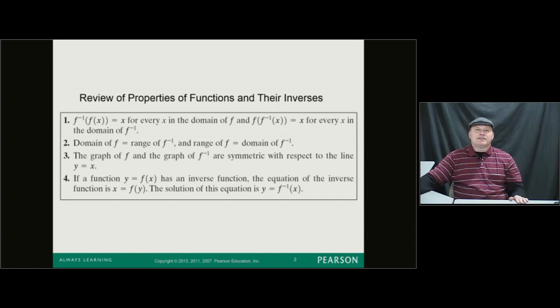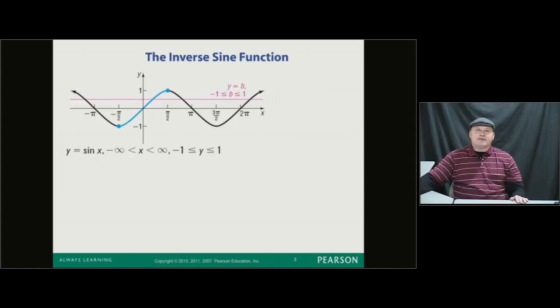And if a function y equals f of x has an inverse function, the equation of the inverse function is x equals f of y. The solution of this equation is y equals f inverse of x. So if you remember, if y equals f of x, then x equals f of y is its inverse, and we write it as f inverse of x. All right, let's now begin with what we really need to talk about, and that's the inverse trig functions.